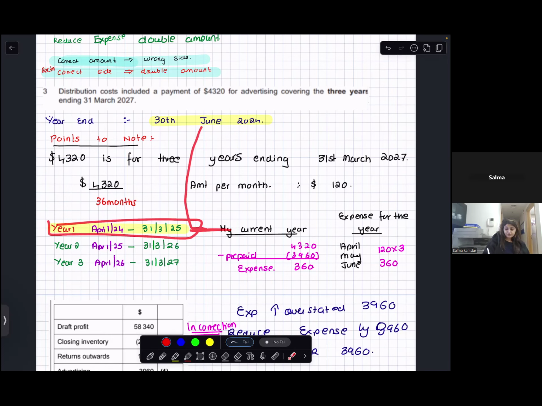30th June. I have paid up to year, but my year is ending on 30th June. That means expense for the year is only April, May, and June. Only 3 months is expense for the year. That means I have prepaid 3960. I hope you're with me.